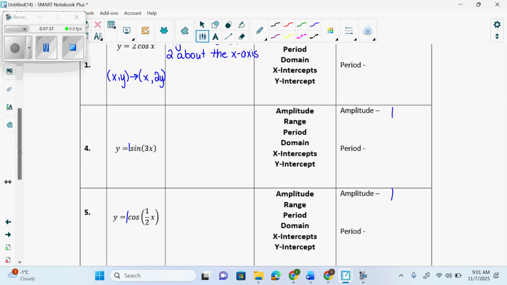I reflected it about the x-axis. Did it change the period? No. Now I'm reflecting it about the y-axis. Did it change the period? No. Now I'm moving it right. I have to do opposite in my brain. Change the period? Left. Change the period? No! What's the only thing that changed the period? Peeps? What is this? Horizontal stretch. Big, narrow, big, narrow, big, narrow.